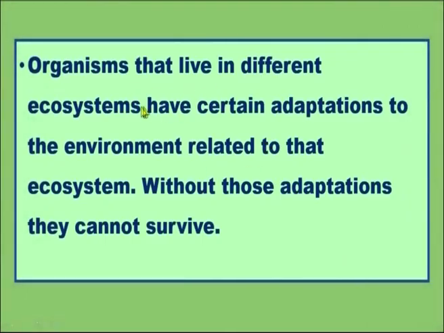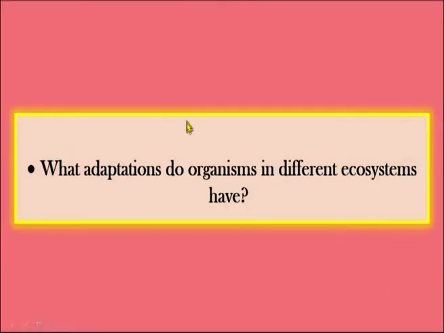Organisms that live in different ecosystems have certain adaptations to the environment related to that ecosystem. Without those adaptations, they cannot survive. That means to tolerate the environmental conditions and depending upon the nature of the habitat, organisms adopt certain kinds of modifications in their body. They may be plants or they may be animals. What adaptations do organisms in different ecosystems have?